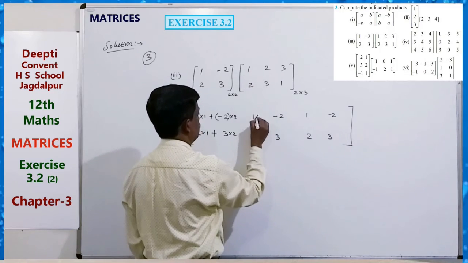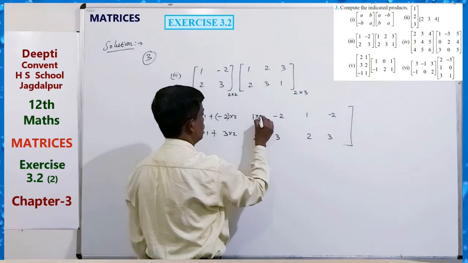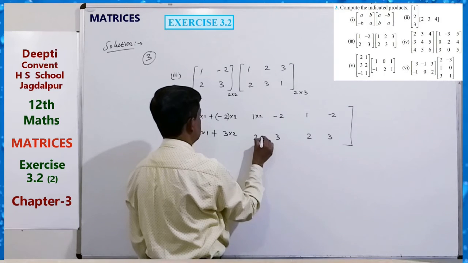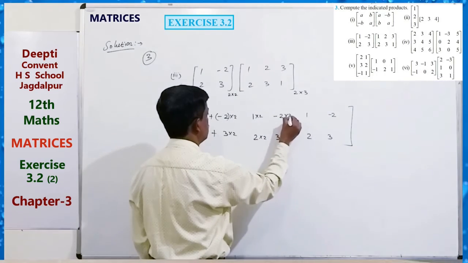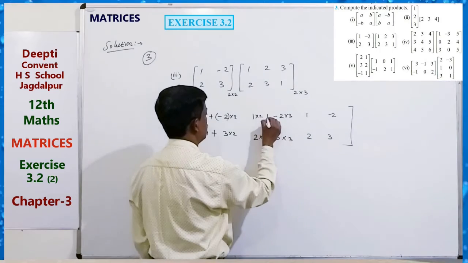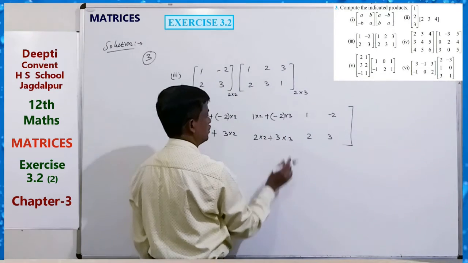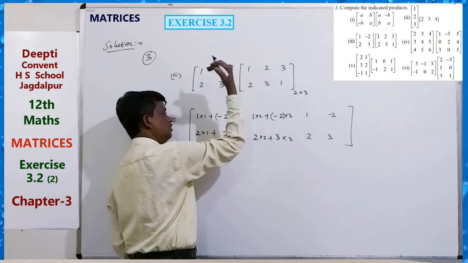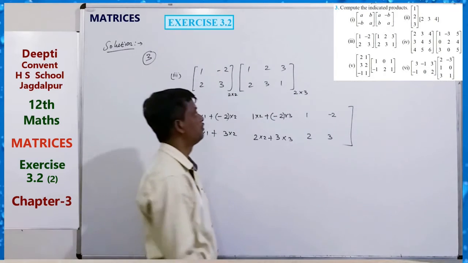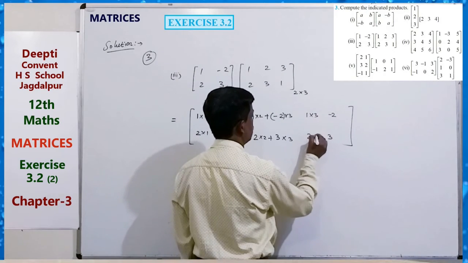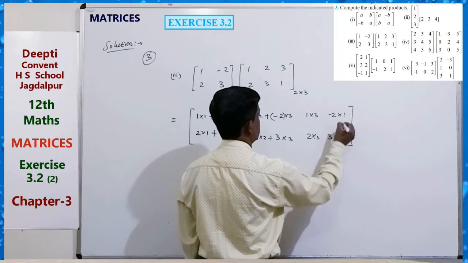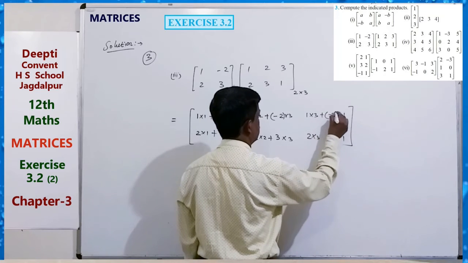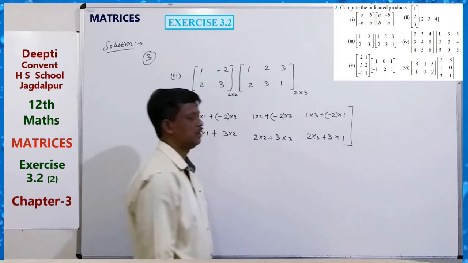Now this 2, 3. Here 2, and 3 here. Add this. Okay. Now 3, 1. Just use it like this: 3 into 3, and 1 into 1, and add this. Now write.